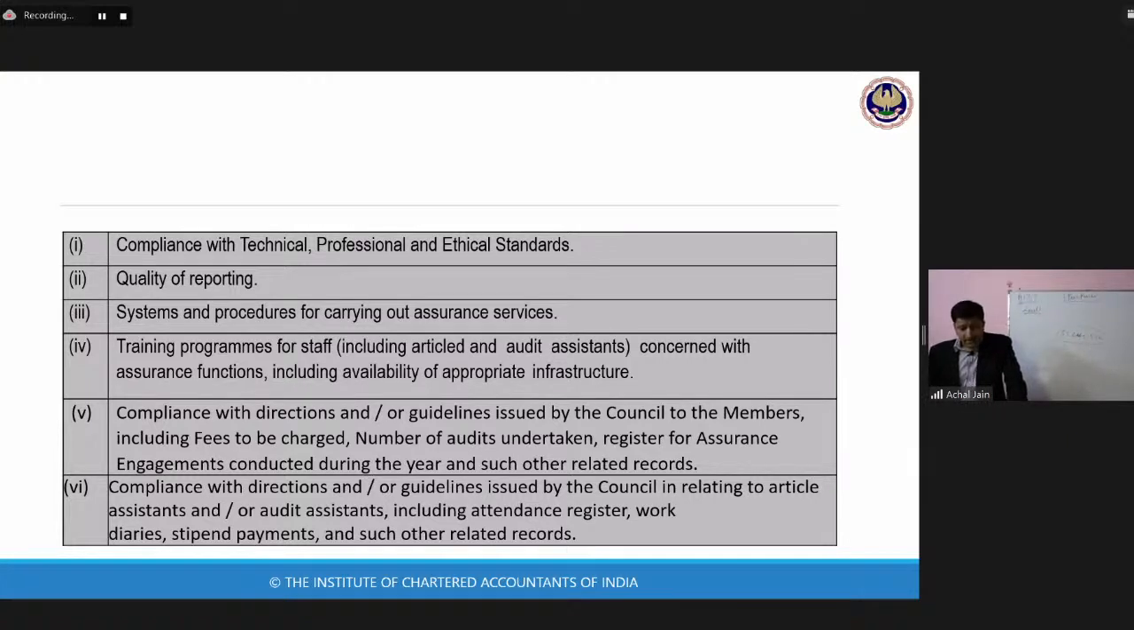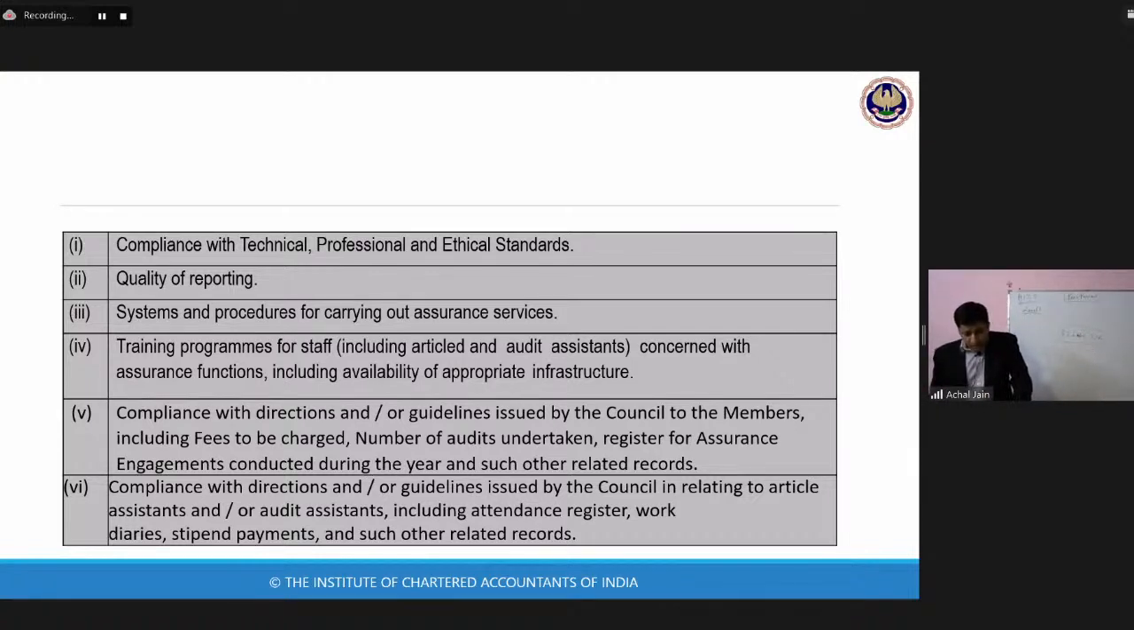UDIN generated by the practice unit more than specified number determined by the board from time to time. So if the UDIN has been generated beyond a specified threshold, then those practice units will also fall under level 2. Statutory audit of entities which have raised funds from public or banks or financial institutions of more than 25 crores. So more than 50 crore was level 1, more than 25 but less than 50 or up to 50 is what? Level 2.